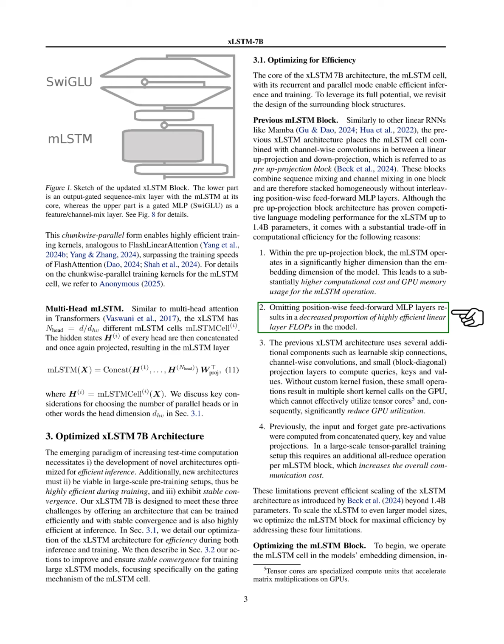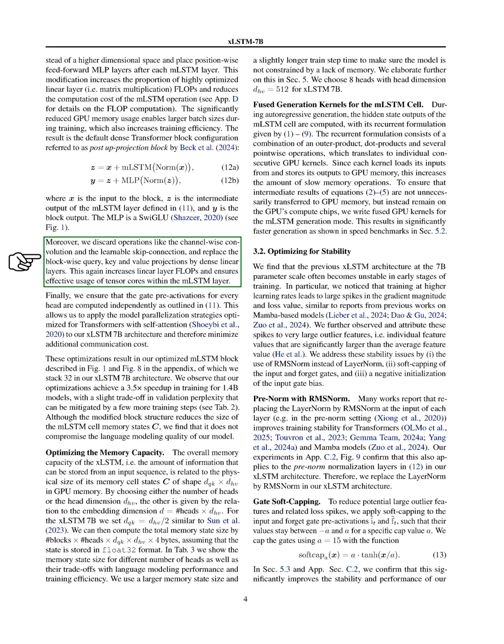To enhance the xLSTM block's efficiency, we now operate the xLSTM cell within the model's embedding dimension and place position-wise feed-forward layers after each xLSTM layer. This change boosts the efficiency of linear operations and reduces computational costs, allowing for larger batch sizes during training. We refer to this new configuration as the post-up projection block. We also eliminate unnecessary operations like channel-wise convolutions and replace block-wise projections with dense linear layers, further increasing efficiency.